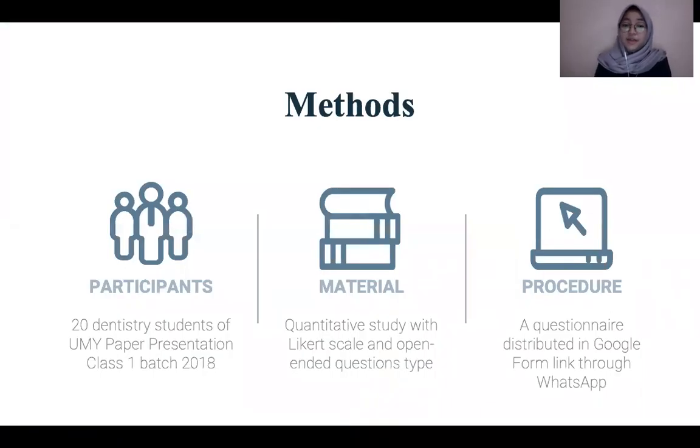The next outline is methods. The participants that participate in this research are 20 dentistry students of University of Muhammadiyah Yogyakarta, paper presentation class 1, batch 2018. The material that is used is quantitative study with Likert scale and open-ended questions type. The Likert scale that is used is an academic procrastination scale that consists of 21 statements, includes 6 aspects. First is psychological beliefs about abilities, laziness, distractions, time management, social factors, and personal initiative.